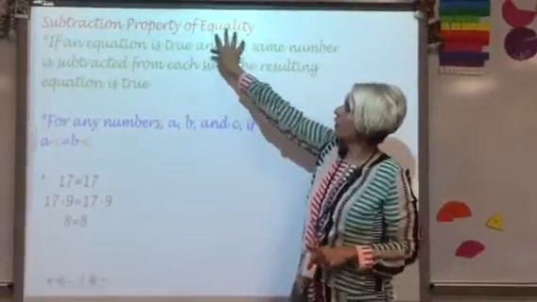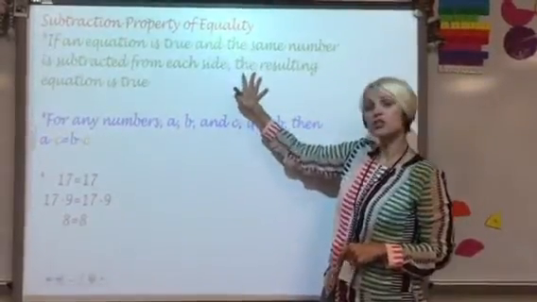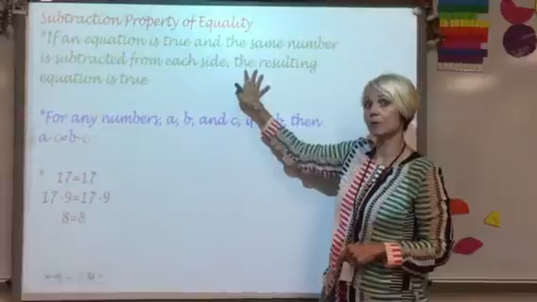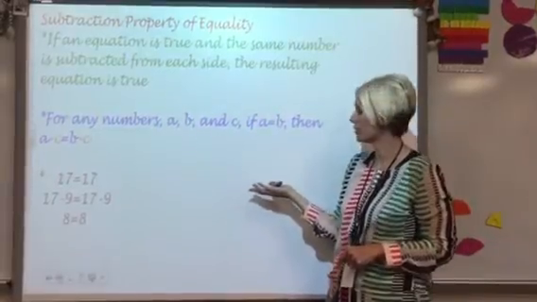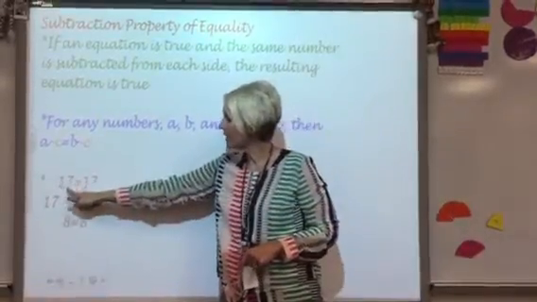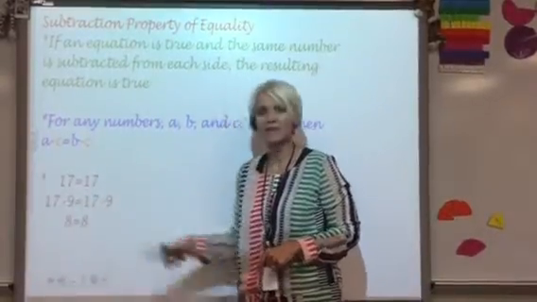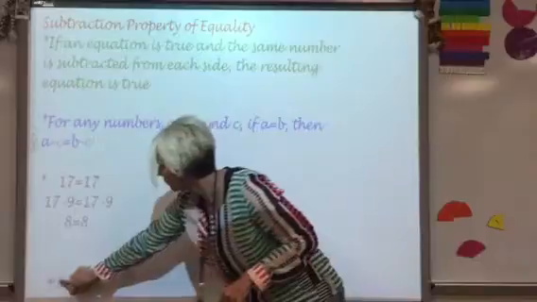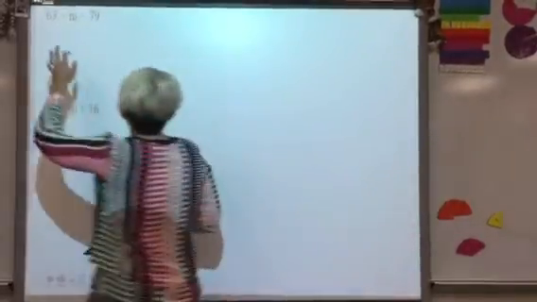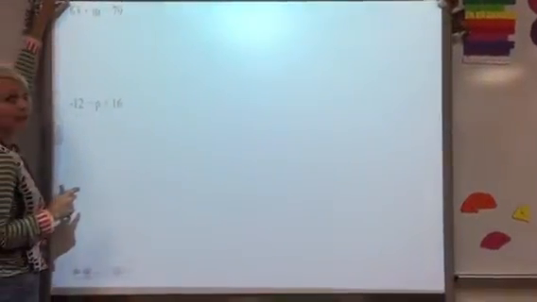So the subtraction property of equality states that if an equation is true and I subtract the same amount from both sides, the resulting equation would also be true. So as you can see here, 17 is equal to 17. So if I subtract 9 from each side, I get 8 equals 8. Still a true statement. So looking here, do you see how this is adding 63 to m?